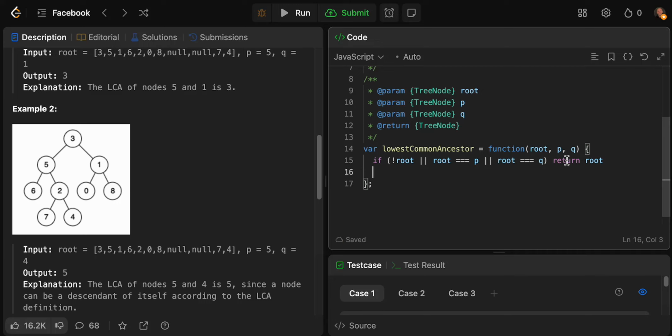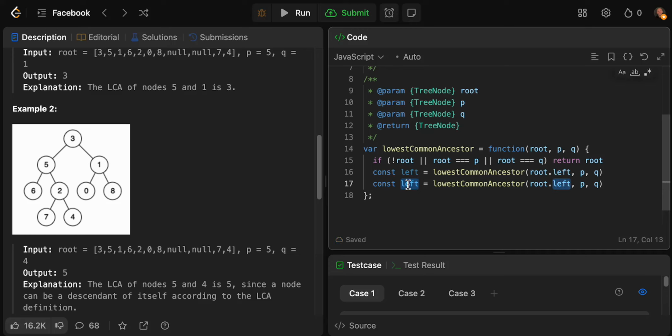And then we needed to find our left and our right. So are we looking for whether or not P or Q exists on the left or the right? So we'll say const left equals, and we're going to call this again, lowestCommonAncestor. And we're going to be calling root.left, pretty straightforward. We're passing our P and our Q in again. And then we will also do the same thing with our right value.